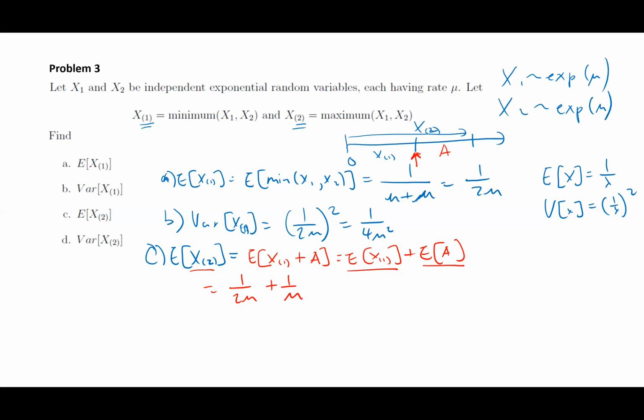Okay, so if you exploit the memoryless property, this problem becomes very, very simple. And it's a lot easier than trying to integrate or do something fancy. This is using simply the properties of the memoryless property to get at the answer. Okay. Now let's move on to part D.